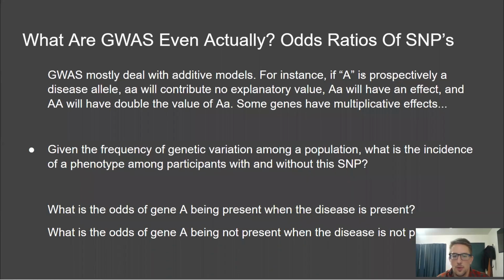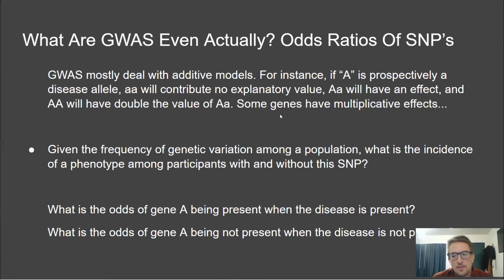So what are GWAS anyway? What's the mathematics behind it? They mostly deal with additive models. If you have this gene, it will explain an additive proportion of the variance. So say we have this gene right here, this capital A. It should be hypothesized, if you're predicting that this allele is going to explain some of the variance, that having one copy will give you an effect, and you can measure it among people who don't have this. And then you can also predict that the exact same effect will be additive if you have a second copy of this gene.